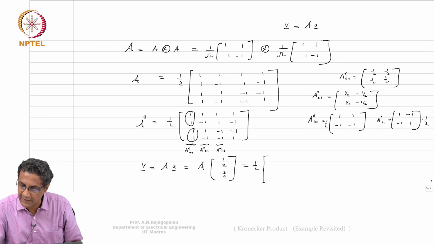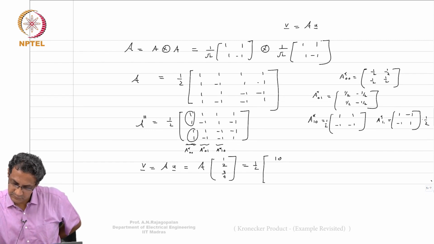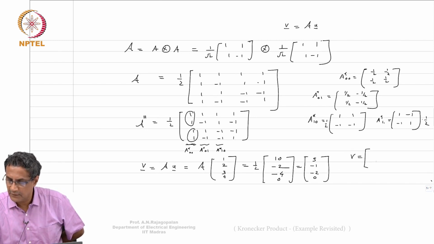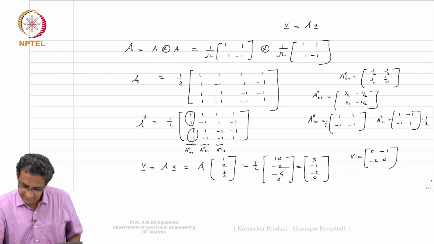So 1 plus 2 plus 3 plus 4 is 10. 1 minus 2 is minus 1, plus 3 is 2, minus 4 is minus 2. Then 1 plus 2 is 3, minus 3 is 0, then minus 4. And then 1 minus 2 is minus 1, minus 3 is minus 4, plus 4 is 0. So this should be 5, minus 1, minus 2, 0, or the matrix V, if you want to put it in the same way that you would rather see it as an image transform. This is what you would have got at that time also when you did A U A transpose. So V is equal to AU.